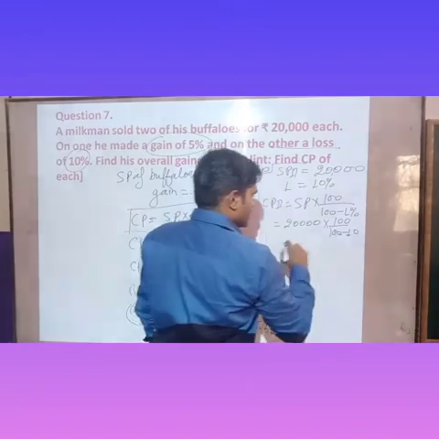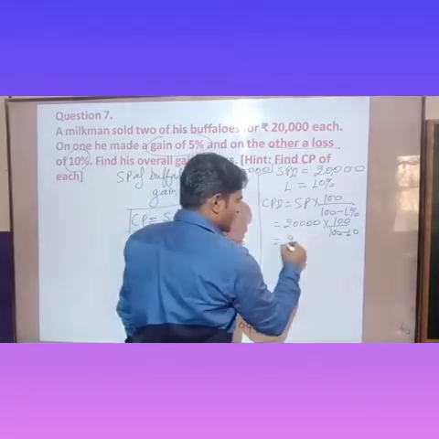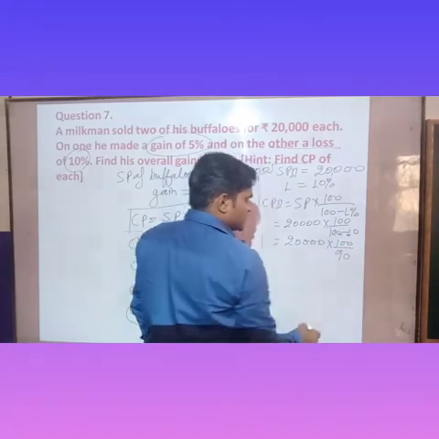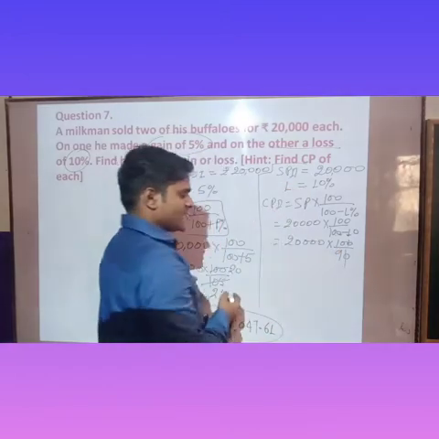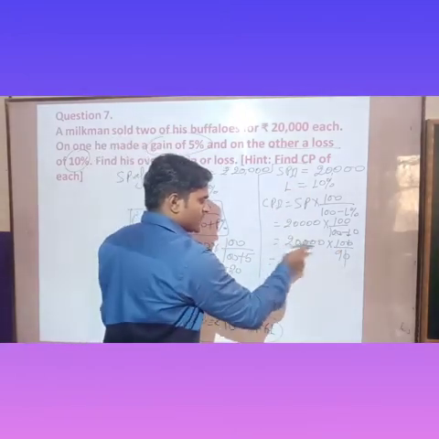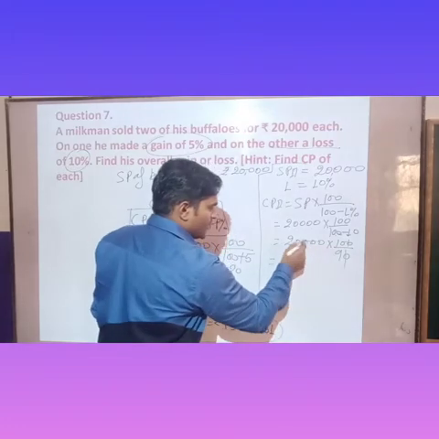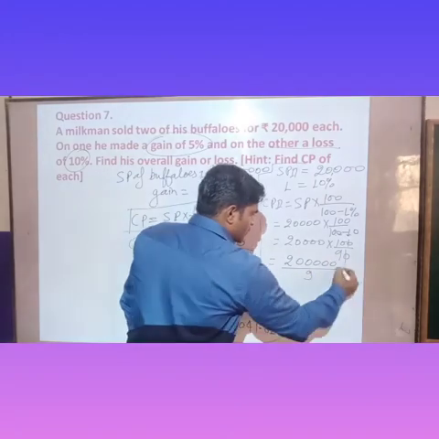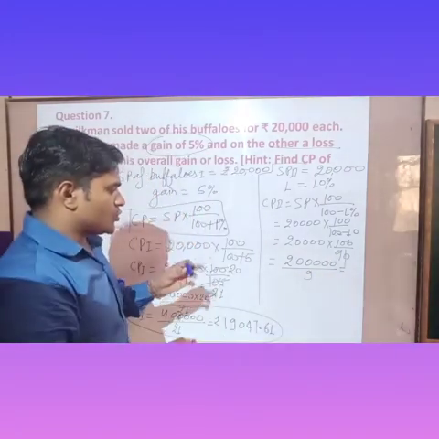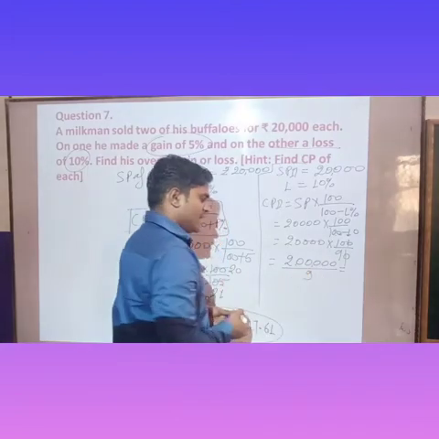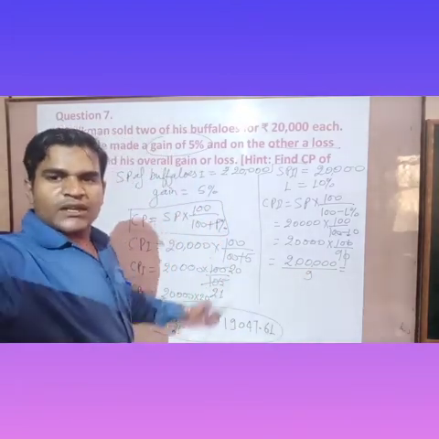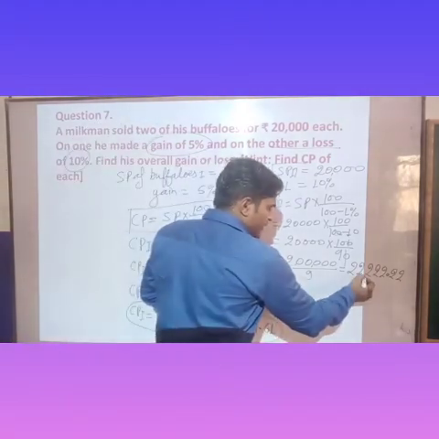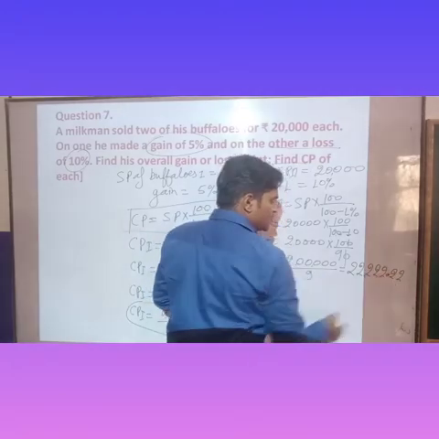100 minus 10. When we solve it, we get 20,000 multiplied by 10 upon 90. So 10 and 10 cancel. Now 10 multiplied by 20,000 is 2 lakh, divided by 9. When 2 lakh is divided by 9, we get 22,222.22.